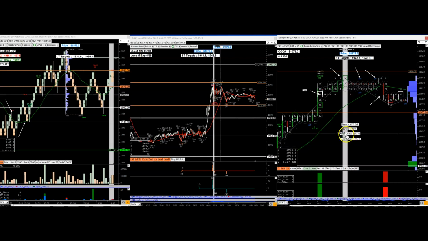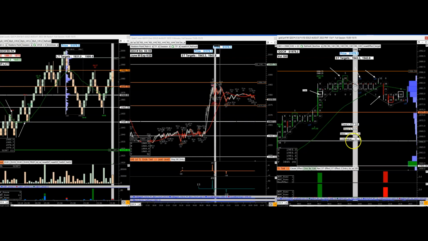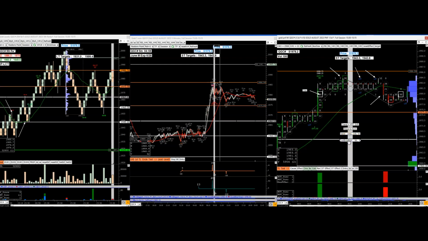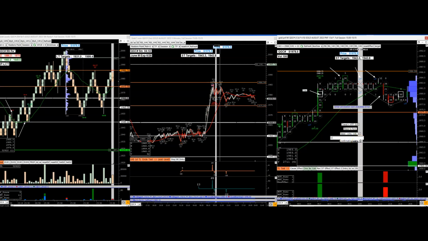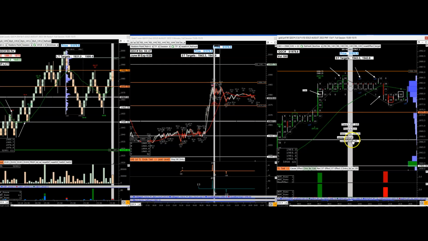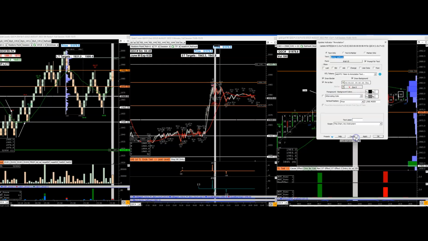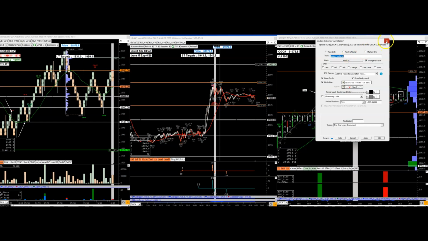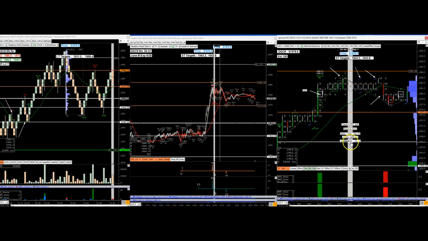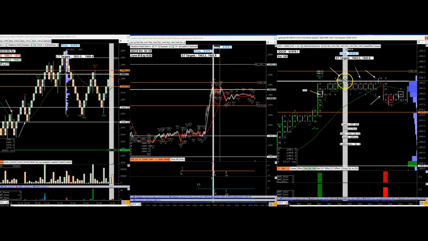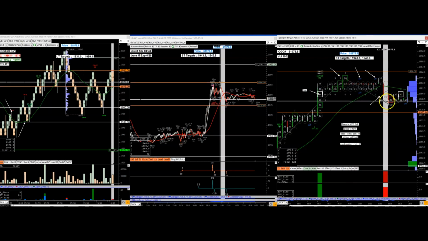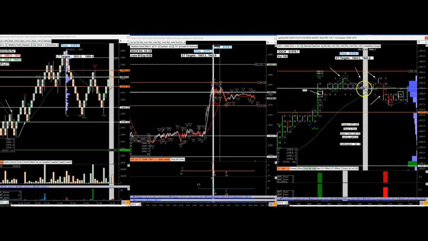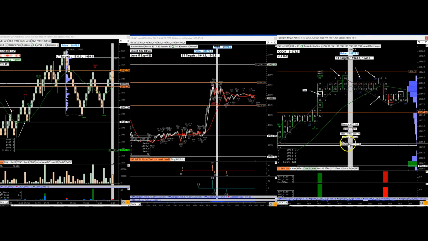What else? In the base, oh God, I forgot one of the most important things. You should have springs and upthrusts, followed by a reversal. So this is the upthrust and it goes right back and breaks. See that? Upthrust, goes back and breaks. Bingo.